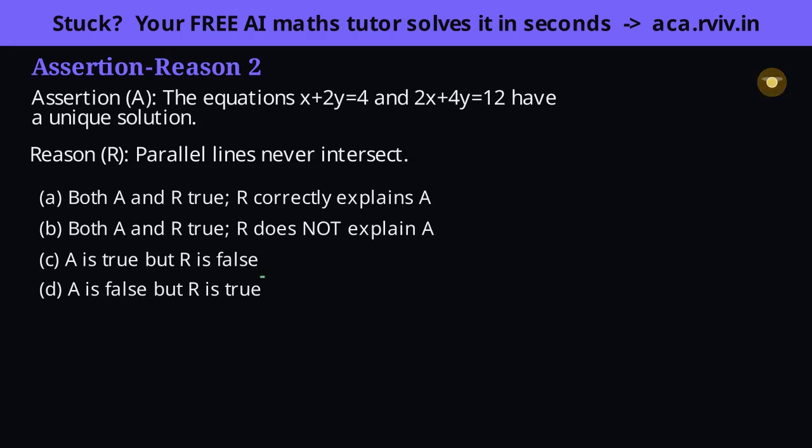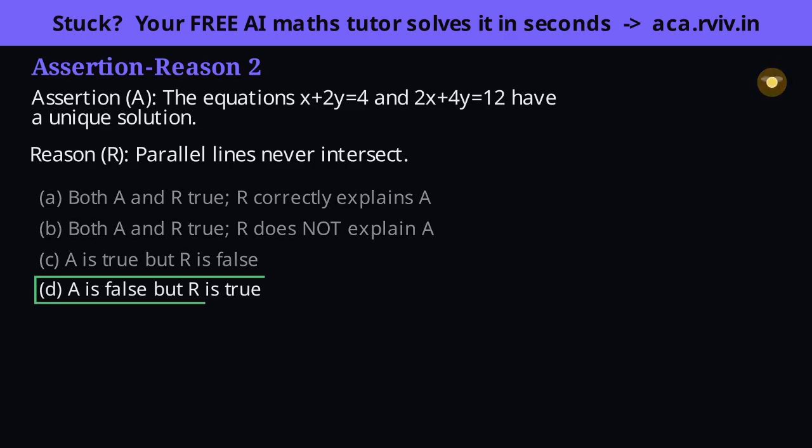The ratios 1 over 2 and 2 over 4 both equal 1/2, so the slopes match, parallel or coincident, but the constant ratio 4 over 12 is 1/3, different. Equal slopes, different heights means parallel, no solution. So the claim of a unique solution is false.